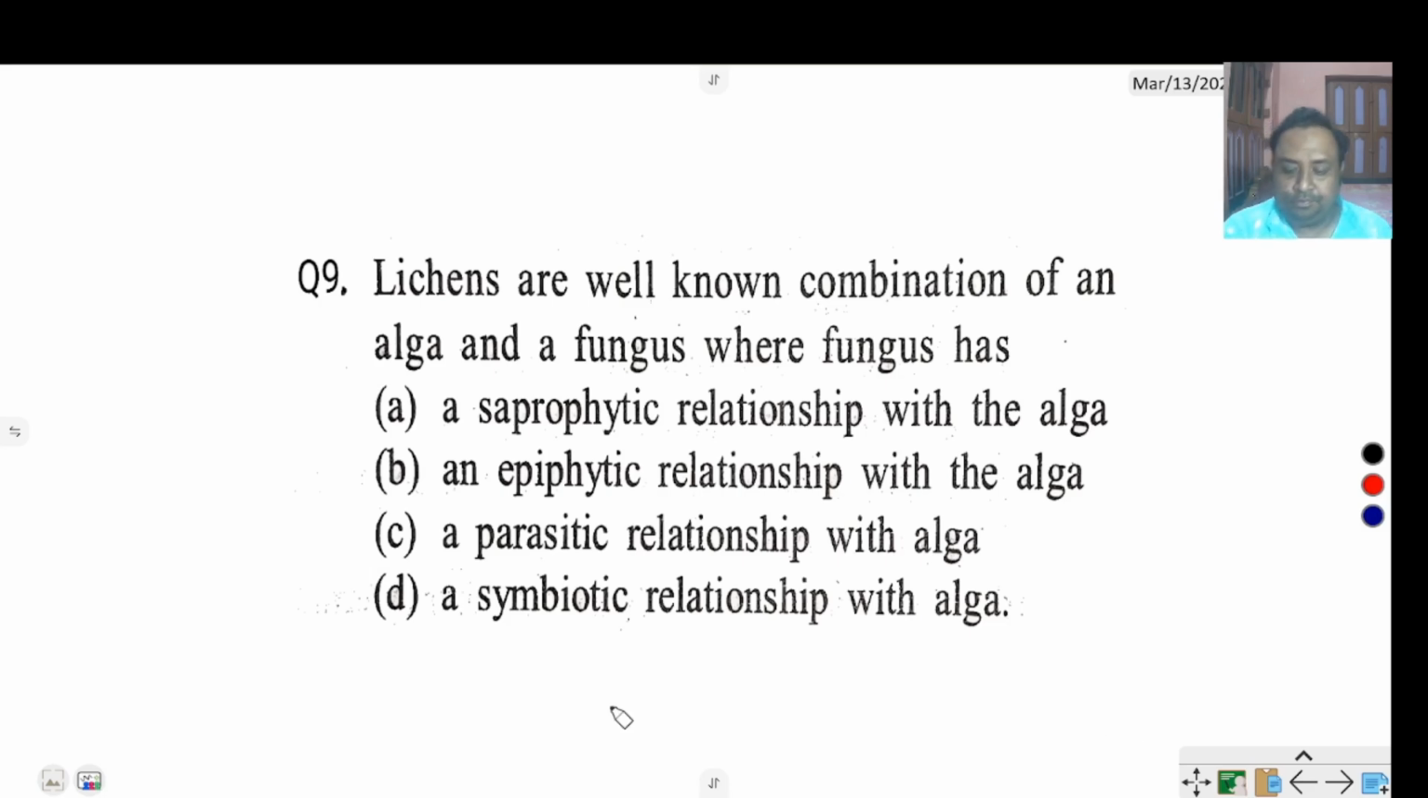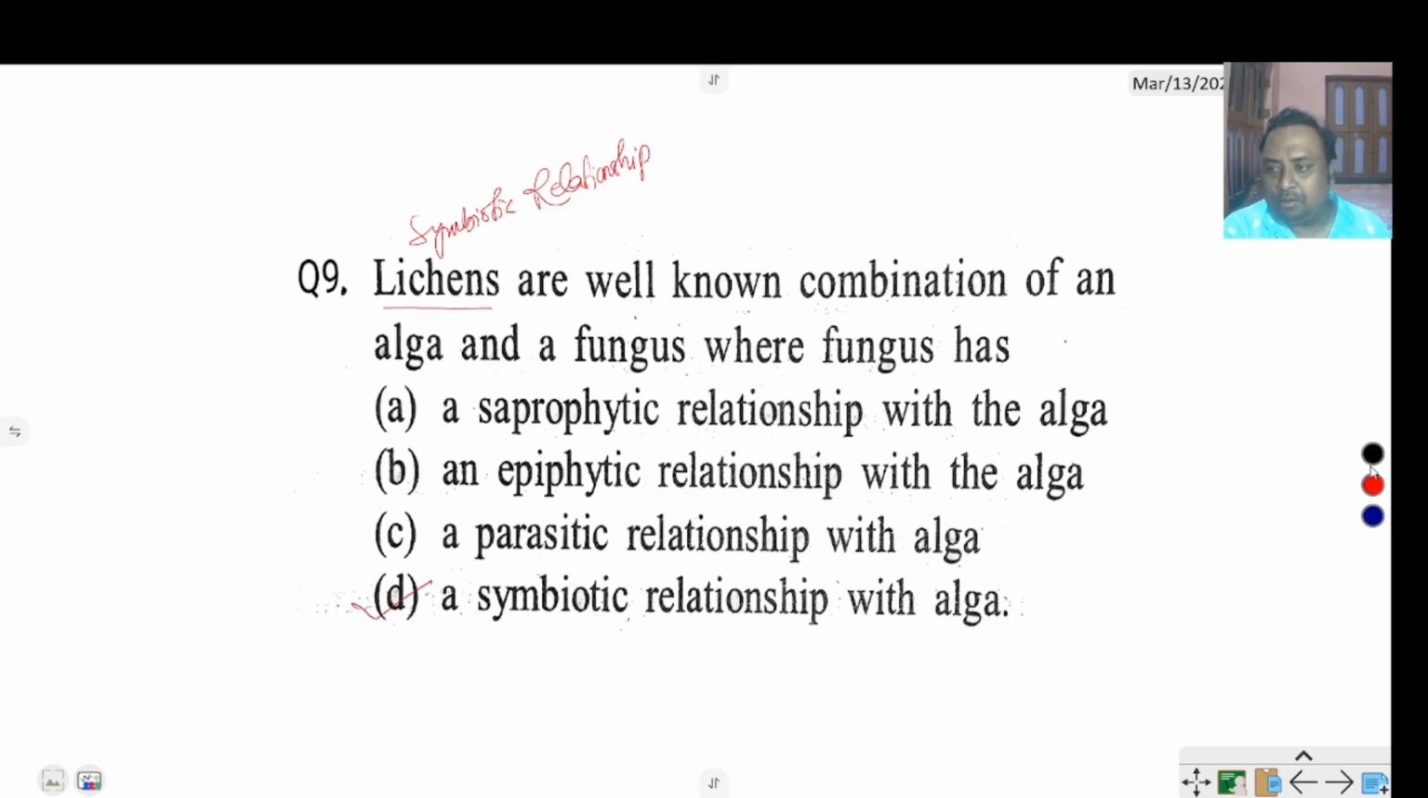Next question. Lichens are well-known combination of an alga and fungus, where fungus has a saprophytic relationship with the alga, epiphytic relationship with alga, parasite relationship with alga, symbiotic relationship with alga. Lichen is a symbiotic relationship. Number D is correct option.